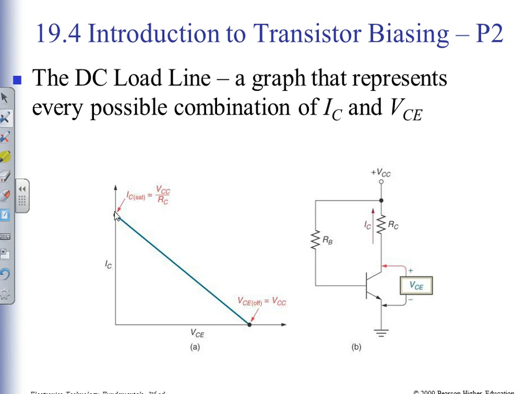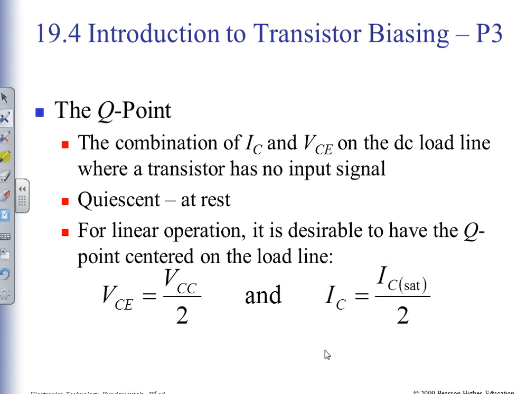All right, so I have my DC load line. I calculated it based on the maximum saturation current I can have and what the voltage VCC is, the collector supply voltage. I then find my Q point.